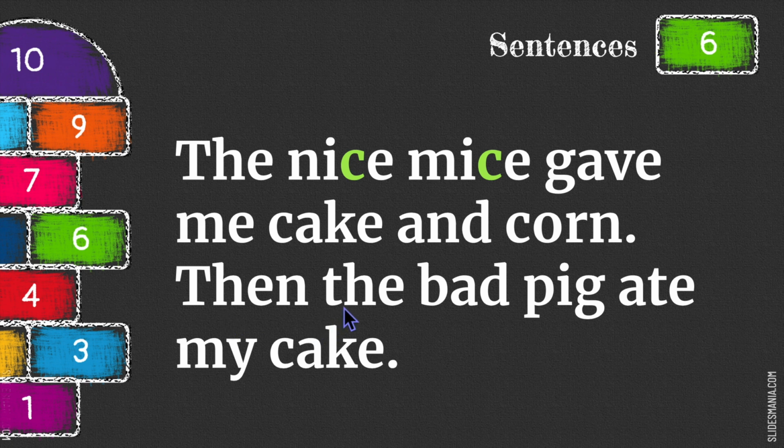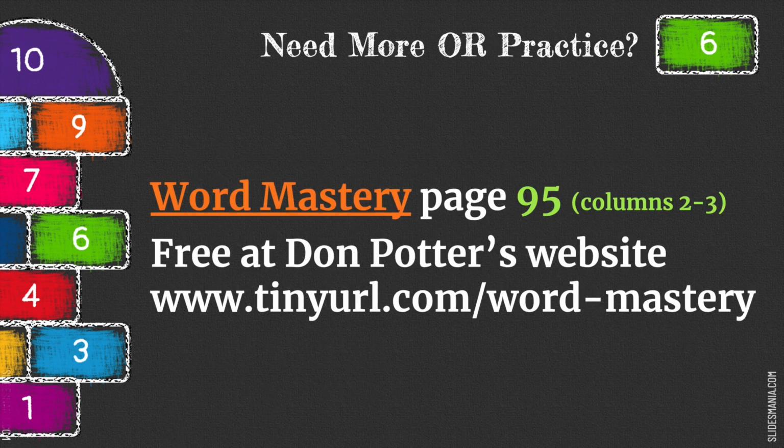Then the bad pig ate. Remember, at the end of a short word, the Y has the long I sound. I, my, cake. Then the bad pig ate my cake. If you need more practice with OR before lesson 7, please go through Word Mastery, page 95, columns 2 and 3. You can get that for free at Don Potter's website.